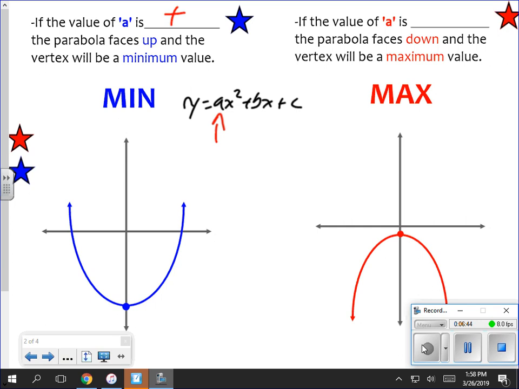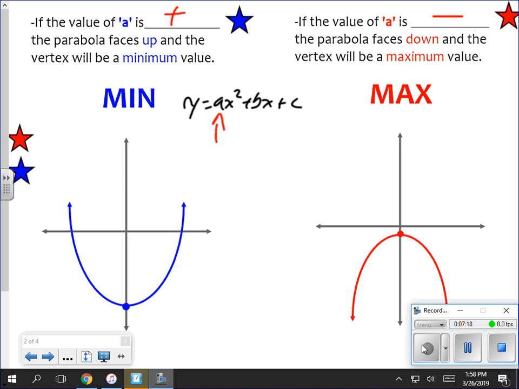This is the lowest point of the graph. Nothing will be lower than that. There will be no y value smaller than this where the vertex is. If a is positive, if the first number in front of the x squared is positive, it opens up. And my parabola has a minimum value. If my a is negative, the parabola opens down. And I have a maximum value because it has a maximum height that that graph can be.